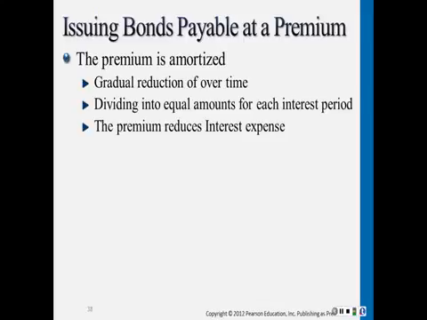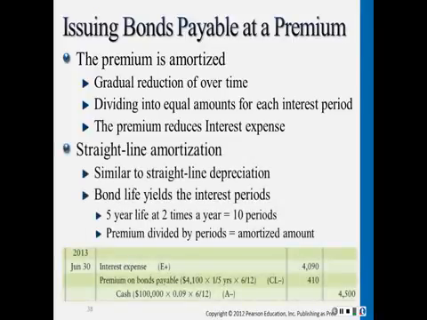There are 10 semi-annual interest periods during the bond's 5-year life. Therefore, 1/5 years times 6/12 months, or 1/10 of the $4,100, which is $410 of bond premium, is amortized each interest period. Interest expense of $4,090 is the stated interest, $4,500 which is paid in cash, minus the amortization of the premium of $410.